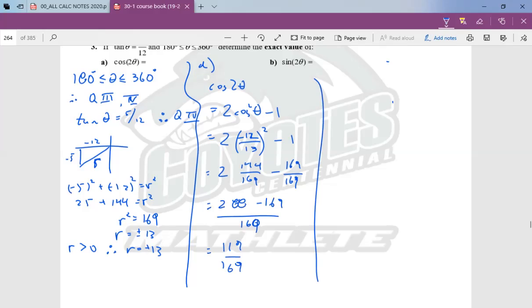Sine 2 theta, remember we don't have a choice with sine of double angle. We only have one formula for that. That's equal to 2 sine theta cos theta. And looking at our triangle now, this is 2 times negative 5 over 13 times negative 12 over 13. We multiply this all out and we get 120 over 169.